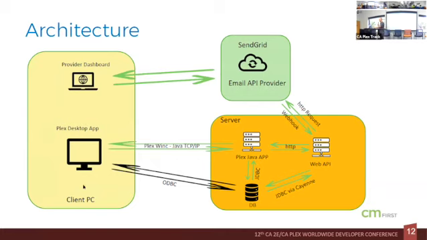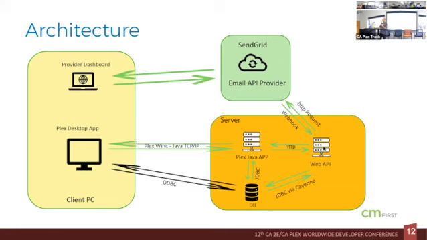But basically, we had a WinC client running a desktop app that talked to a Plex Java server using the Java dispatcher, and that reads and writes to a central database. And when it wants to talk to SendGrid, it does it via this intermediate API.